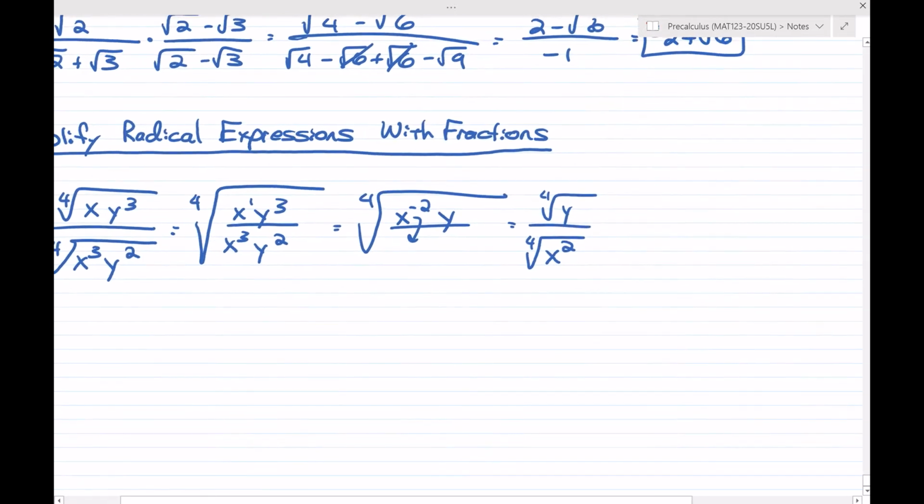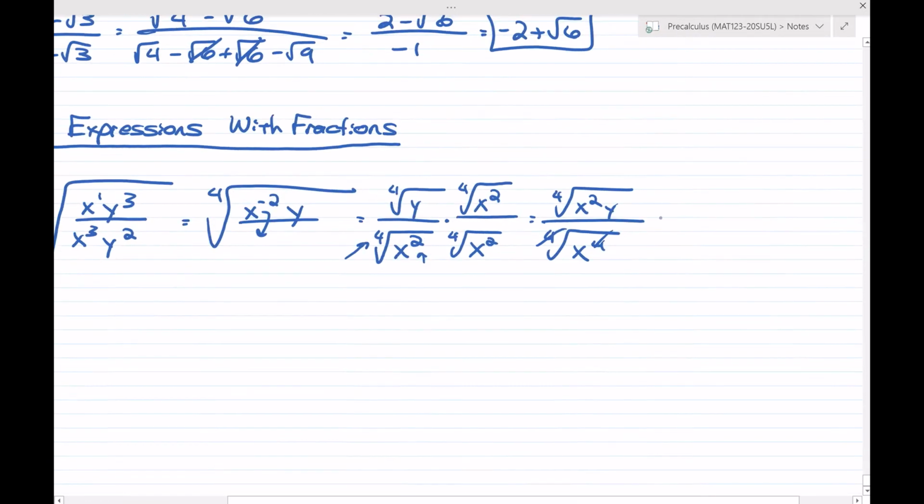Well, now let's continue our conversation from the last type of problem. We really just want this to be the same, right? So let's multiply by the fourth root of x to the second, because by doing so, we don't care about the top, but the bottom becomes the fourth root of x to the fourth, and they cancel, which is the whole idea. So you just wind up with the fourth root of x squared y over x.